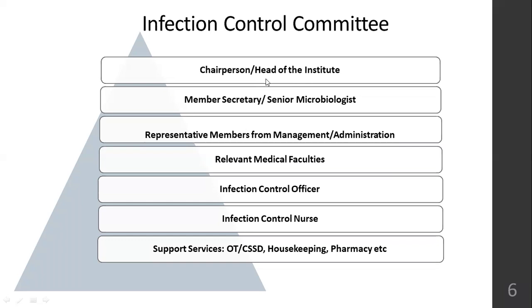Then microbiologist. Usually in hospitals, it is the microbiologist who takes the lead. Then representative members from the management or administration, which means one member from CSSD, one member from housekeeping, one member from the security department, one member from the IT sector, people who are from the administrative side, who are not in the clinical side. Even the nursing department. One member from all these major departments are also a part who come directly under the microbiologist.